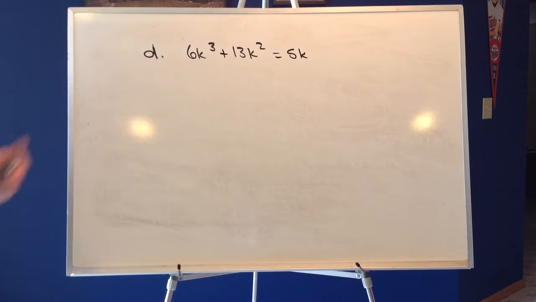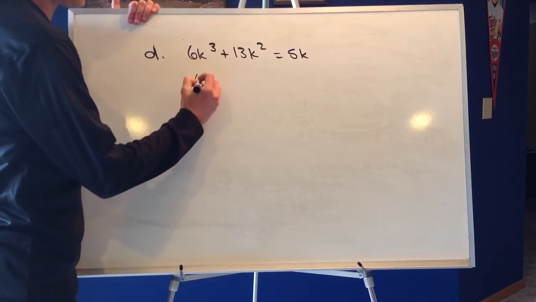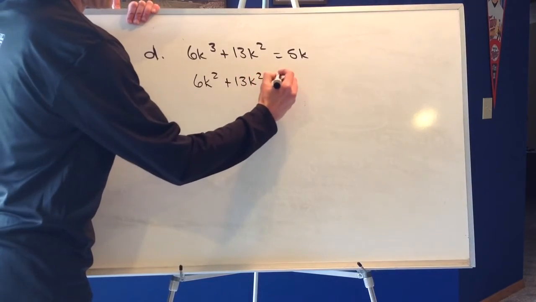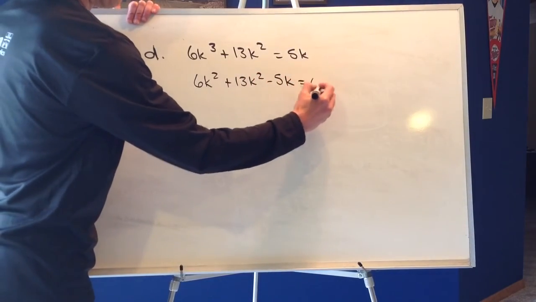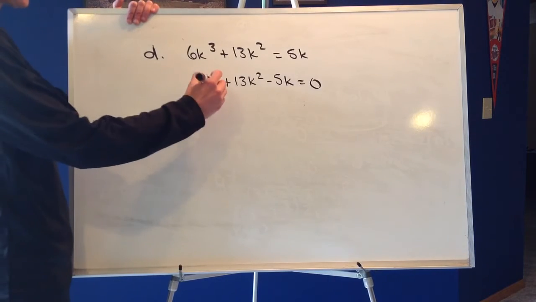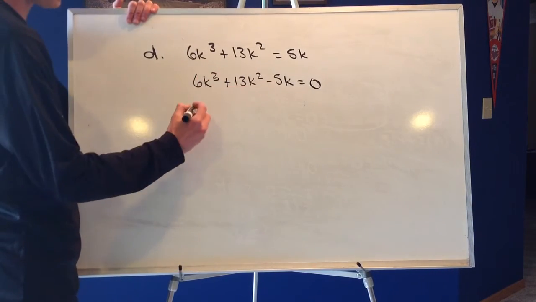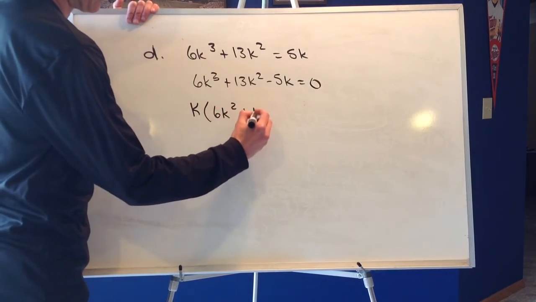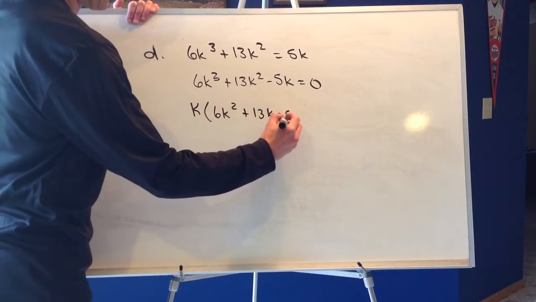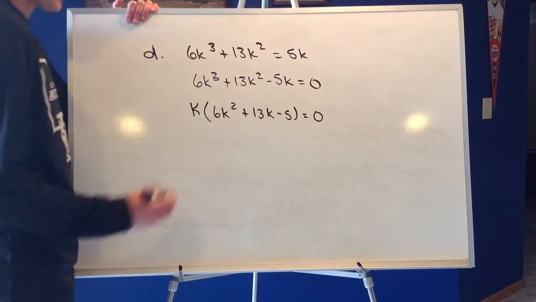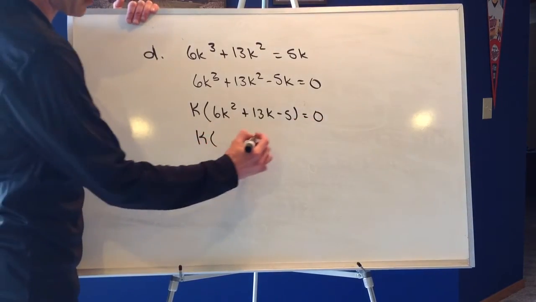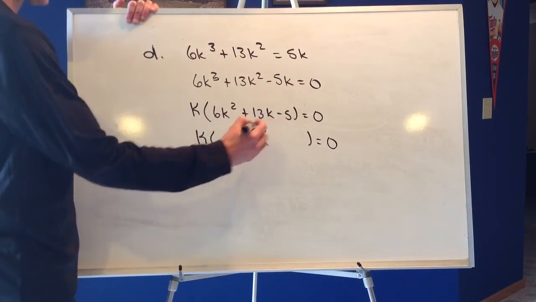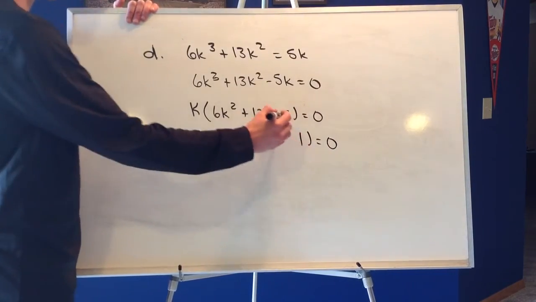So again, we're going to want to set it equal to 0, so I'm going to subtract the 5k to the other side. We have a GCF of k that needs to get pulled out. And then we'll factor what's left over. 5 is prime, which is nice. Again, we're going to have 5 and 1.